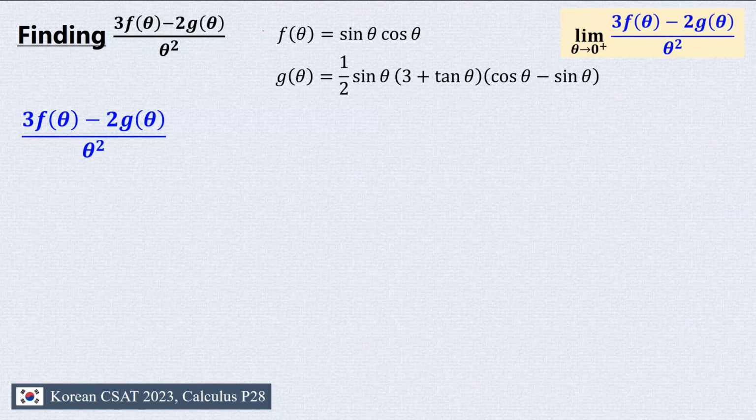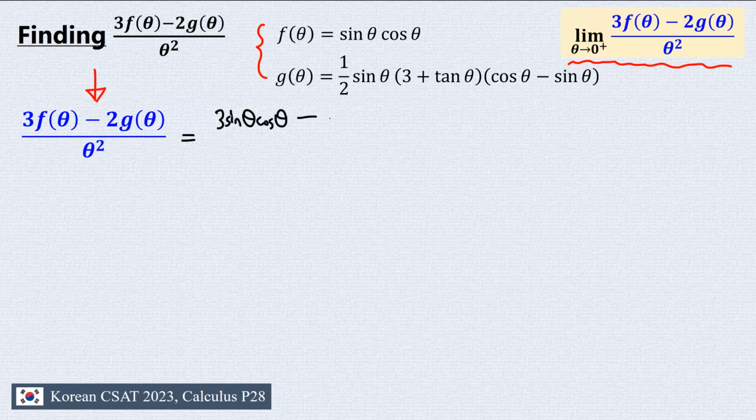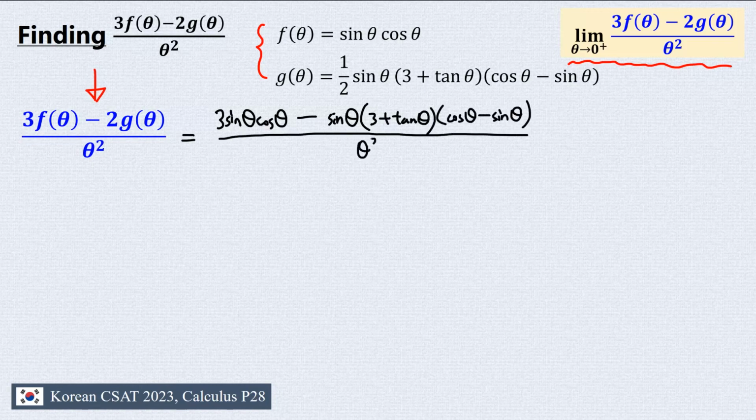Alright, so now we have obtained both f theta and g theta, and we have to find the value of this limit. So first, let us simplify this expression. First, we have 3f theta, so we have 3 sine theta cosine theta, and we have minus 2g theta, so we simply have sine theta, 3 plus tangent theta, cosine theta minus sine theta, over theta squared.